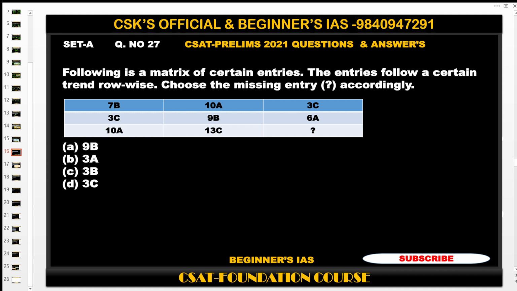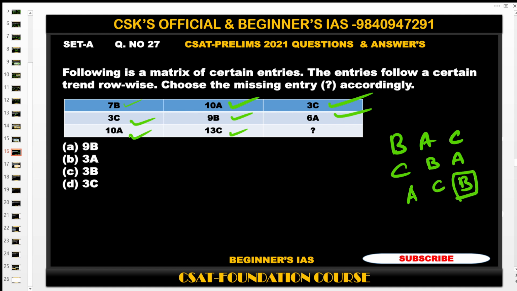So next question: 7b, 10a, 3c, 3c, 9b, 6a, 10a, 3c, then what? First of all, go with the elimination method. It follows a pattern: b, a, c, then c, b, a, then obviously a, c, b. So the last one is going to be b. Therefore I am eliminating these two options.